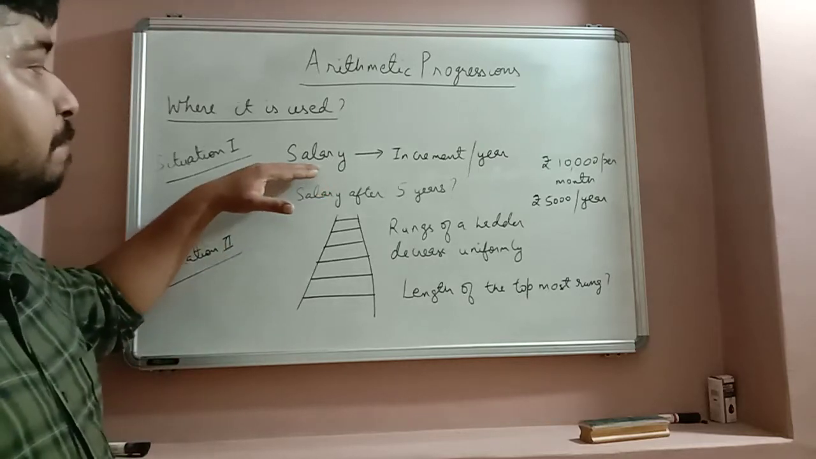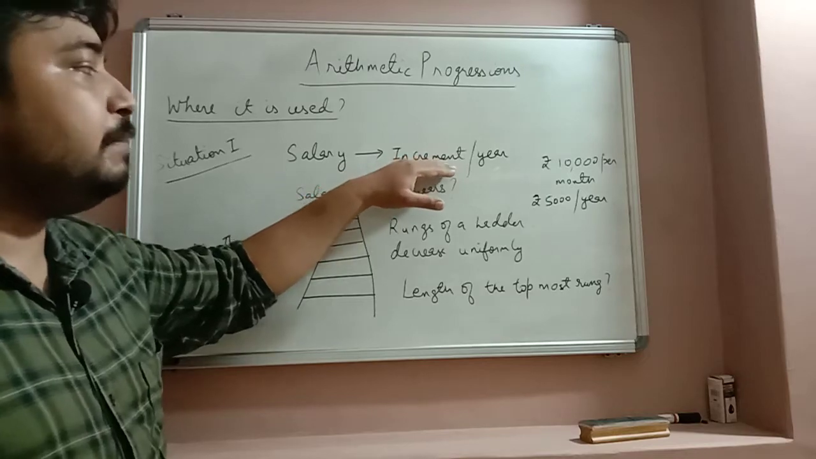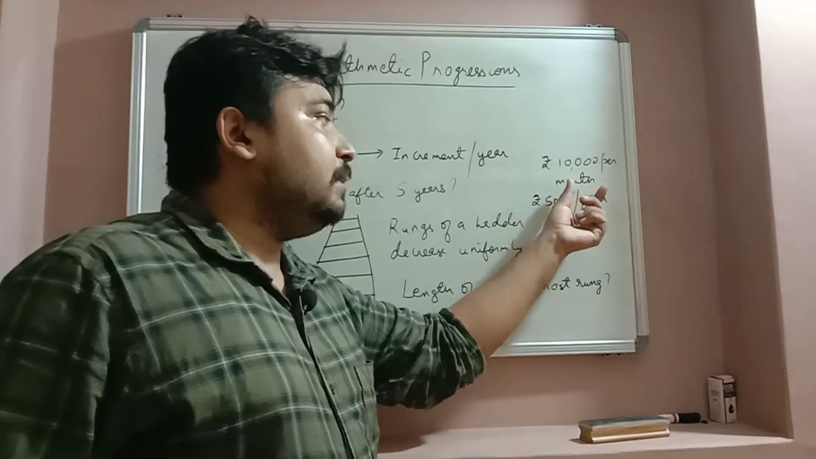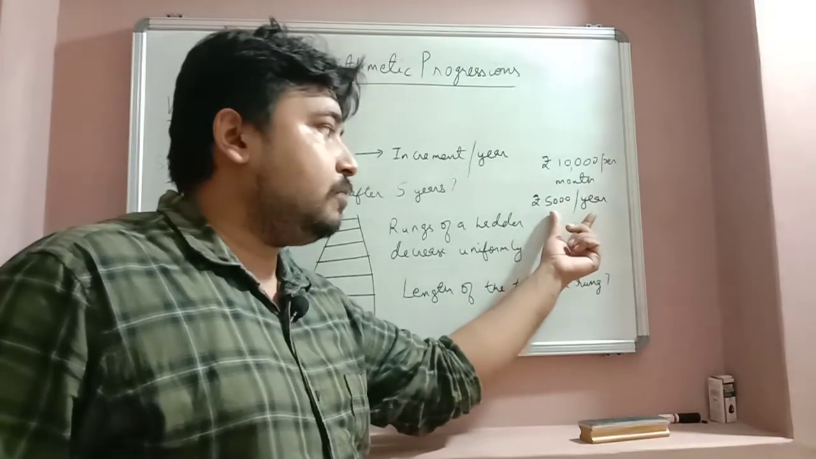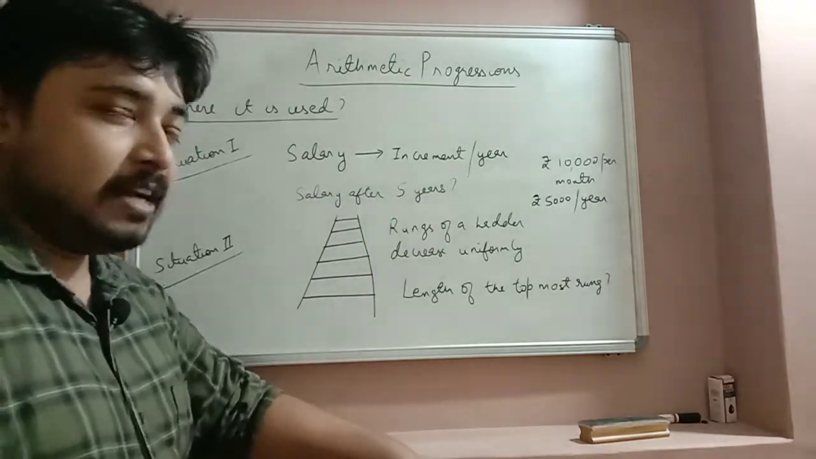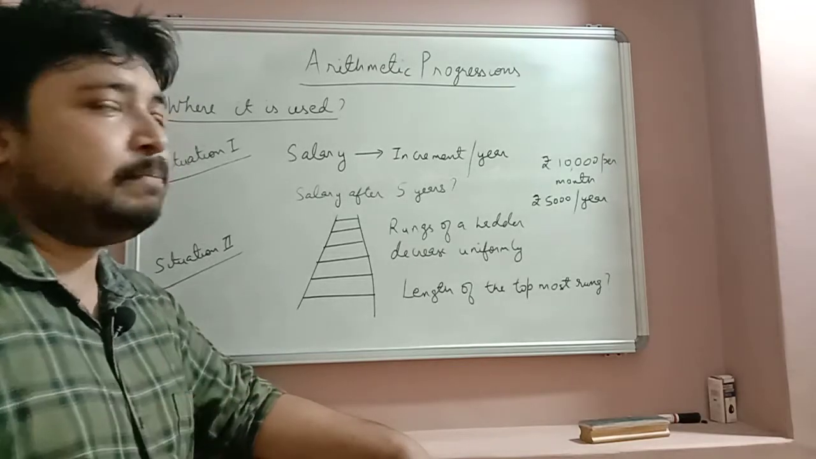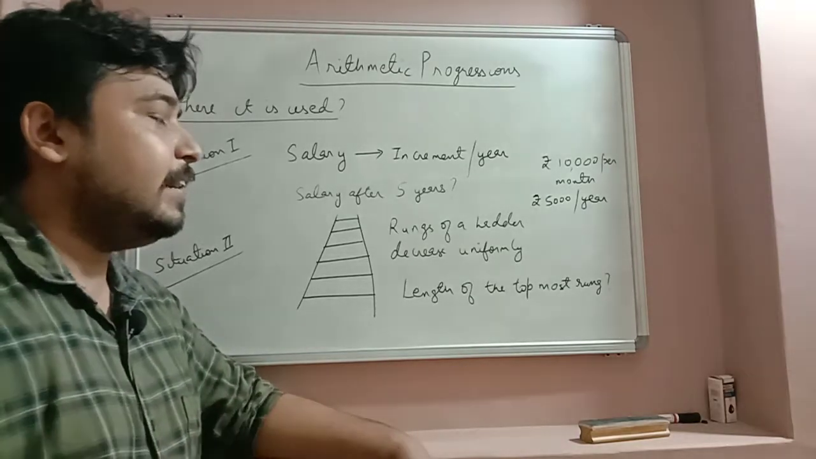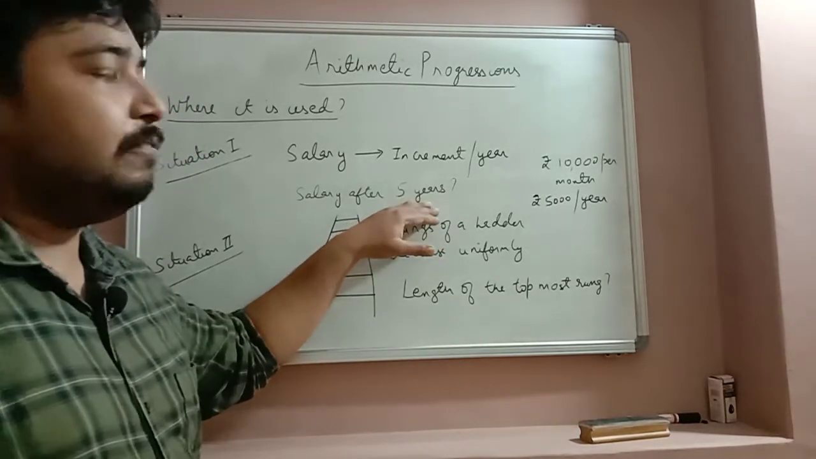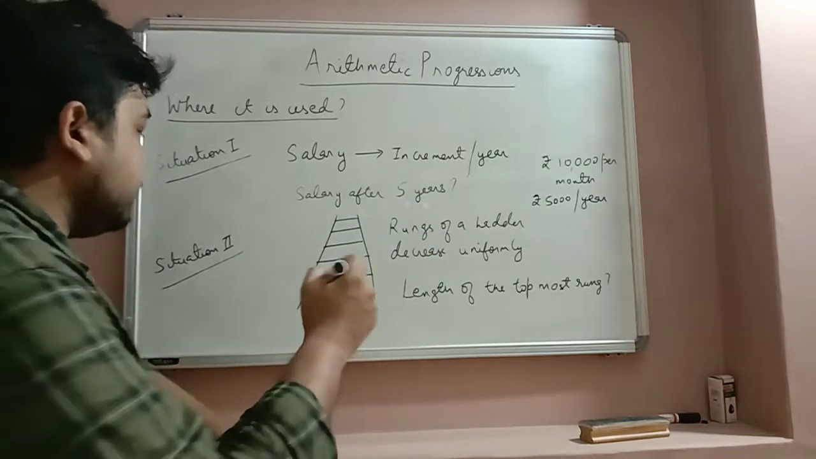Situation 1 is that a person is getting a particular amount of salary and is getting an increment per year. Let's take an example. Suppose the salary of a person is 10,000 per month and he is getting a fixed increment of 5,000 per year. And we need to determine the salary after 5 years. Such a problem can be easily solved using an arithmetic progression. As we do some problems, we will see how we can calculate the salary after 5 years.